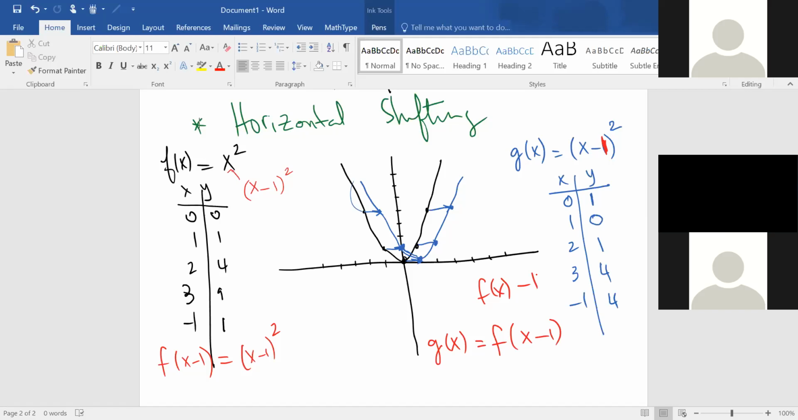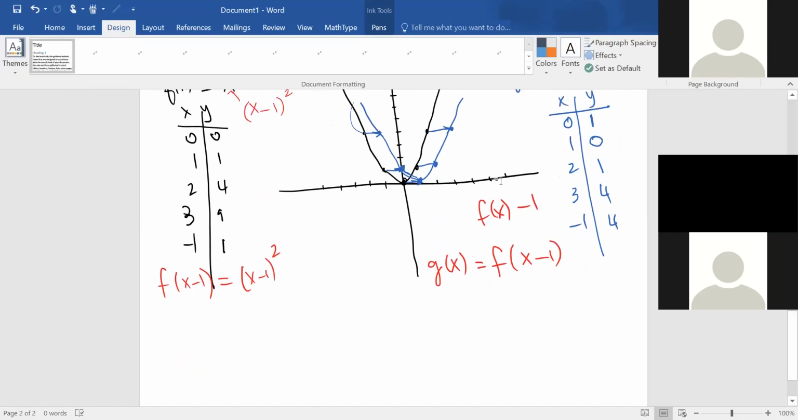Normally, we associate minus with what direction? Minus we associate with the left, right? Normally we associate minus with the left, but in this case, every time you see f of x minus a number, you have to shift your graph to the right, okay? If it is plus, you're going to shift it to the left. All right. So that is our second case.